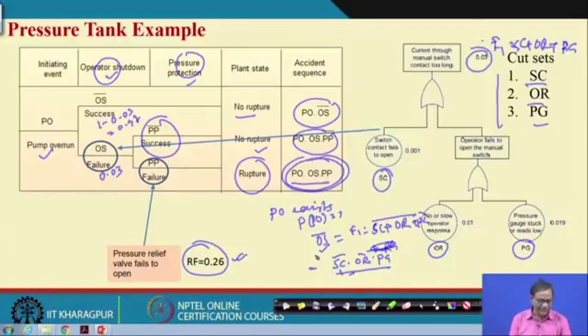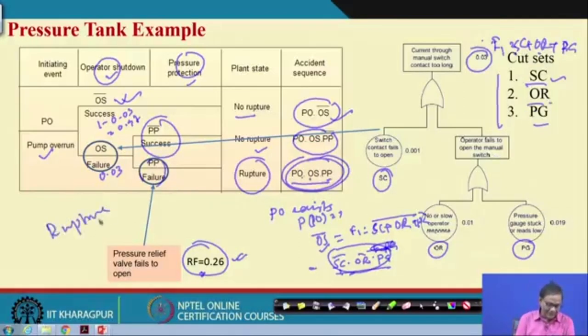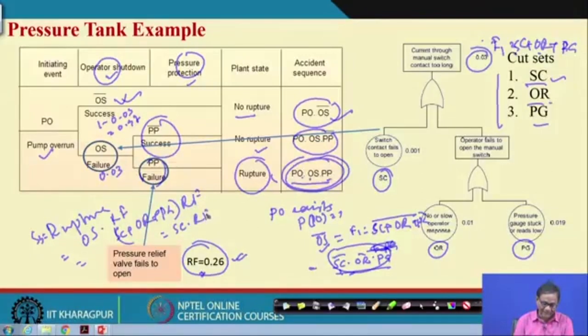Where is OS bar required? OS bar will be required here. So in this case you use this formula to find out the sequence. In this case we require OS and PP, that is SC plus OR plus PG, which will be multiplied by PP, which is basically RF. As a result, for the rupture scenario, if I want to get the fault tree, which is S3 in this case, this will be your OS into PP, which is nothing but RF, where OS is SC plus OR plus PG, into RF. So that means SC into RF plus OR RF plus PG RF. So three different cut sets you are getting here.